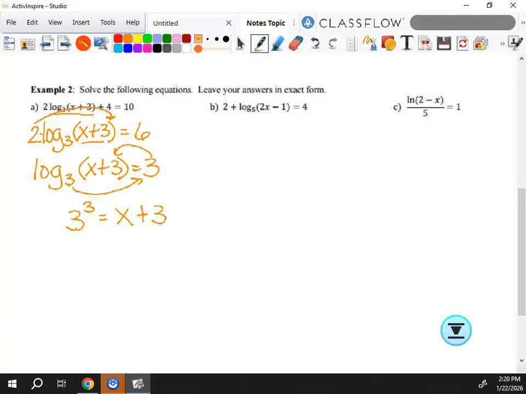There you go. 27 equals x plus 3. And then that just means that x is equal to 24. Okay. Any questions at all? All right, then you do B.